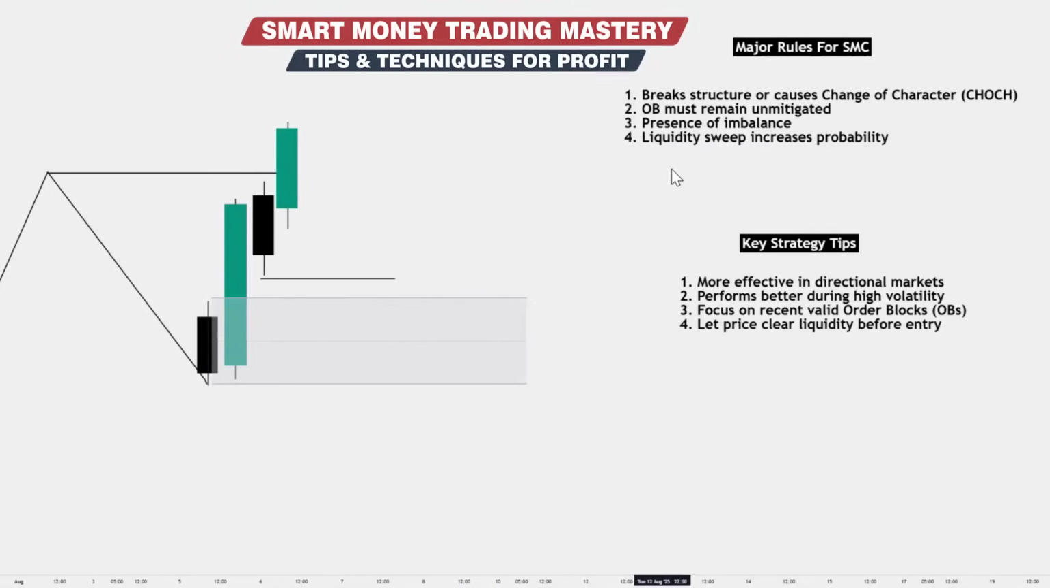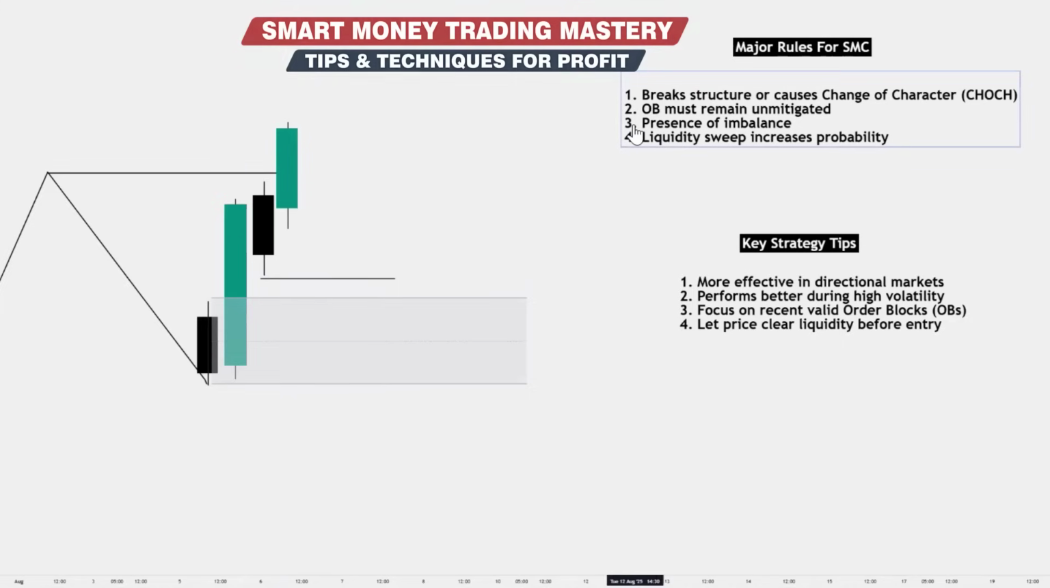Now, another important thing is the OB must be unmitigated. You see this particular inducement area didn't mitigate the OB. In a case where we see this move tapping into the order block, it means that this order block has been mitigated and there is no need trying to trade from here. But in a case where we have something like this, inefficiency, and the level not being mitigated, it is valid.